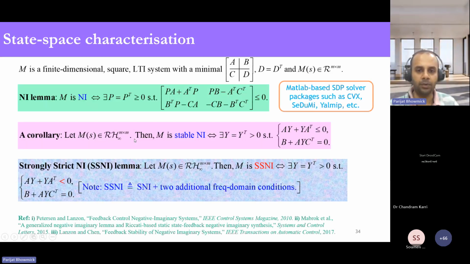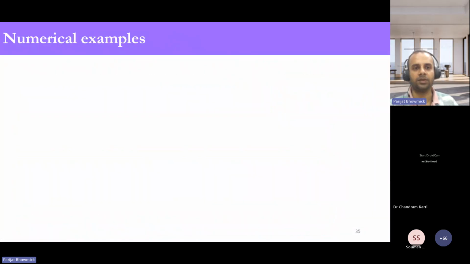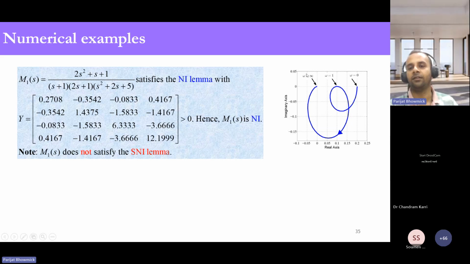but surely it won't satisfy the SNI lemma because it will break this particular condition. This actually means that the imaginary part has a zero. As is evident from the polar plot, at omega equals 1 the polar plot is touching the real axis. That means the imaginary part will contain a zero at that particular frequency.